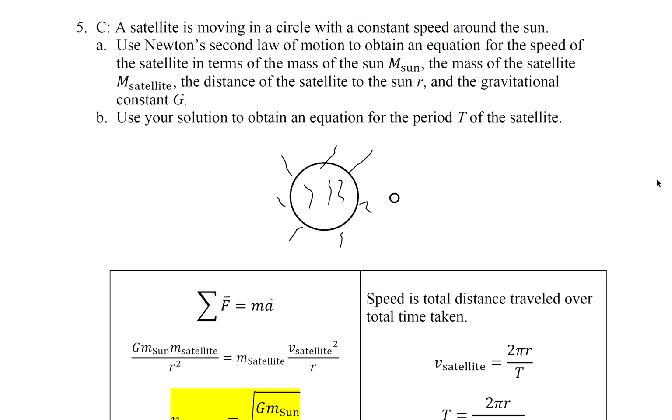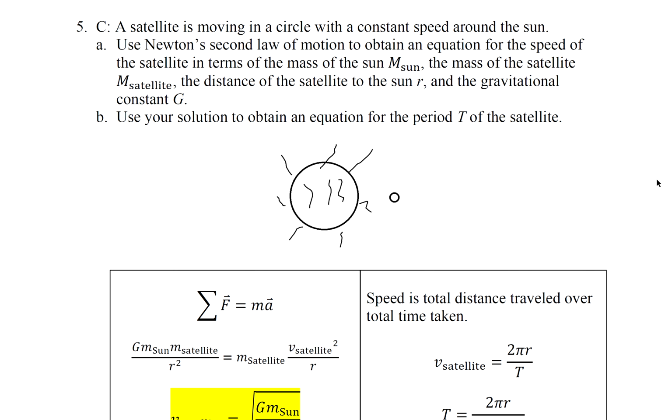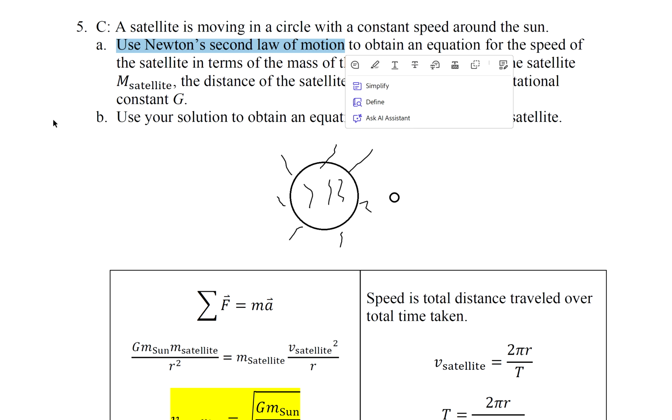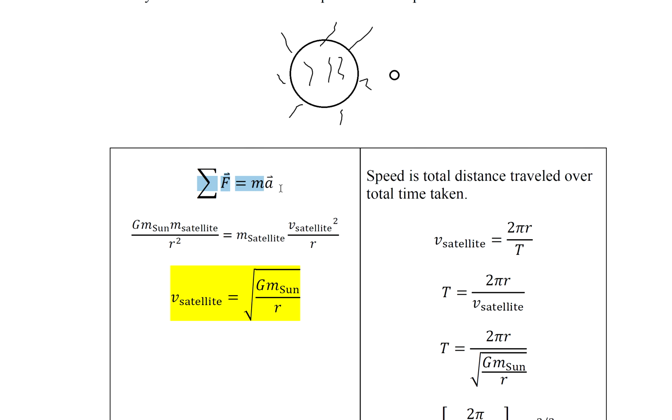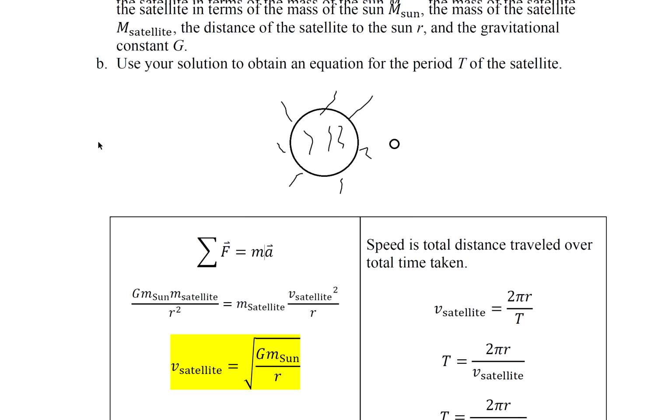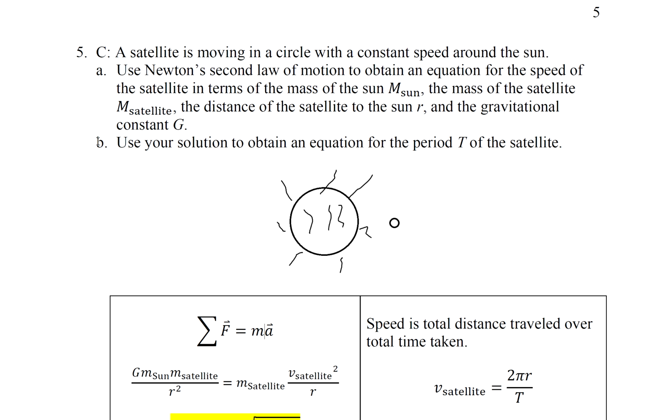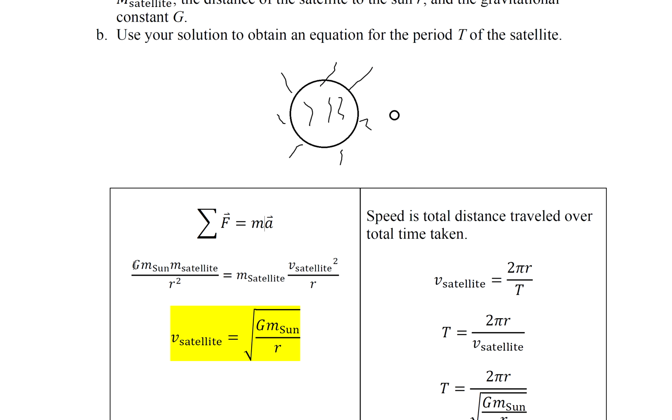So let's determine an equation for the speed using Newton's second law of motion. Because it says Newton's second law of motion, just write sigma F equals ma. The force between the satellite and the sun is G m m over r squared. That's equal to the mass of the satellite times the acceleration of the satellite. Acceleration of the satellite is v squared over r. Solve for v satellite. You get what's in yellow.